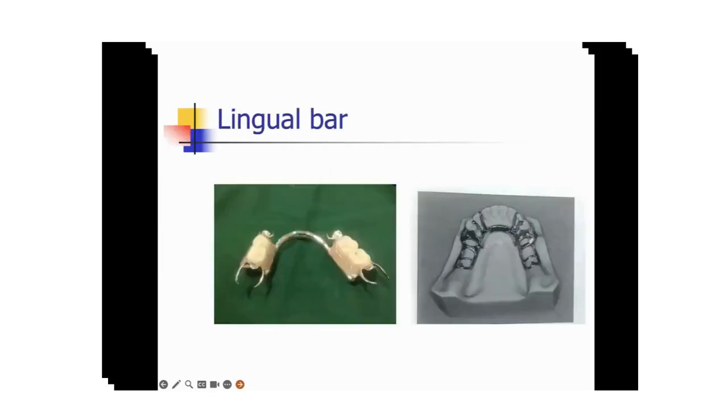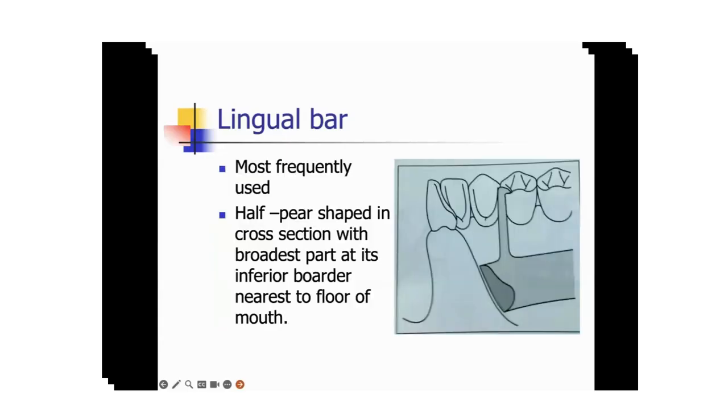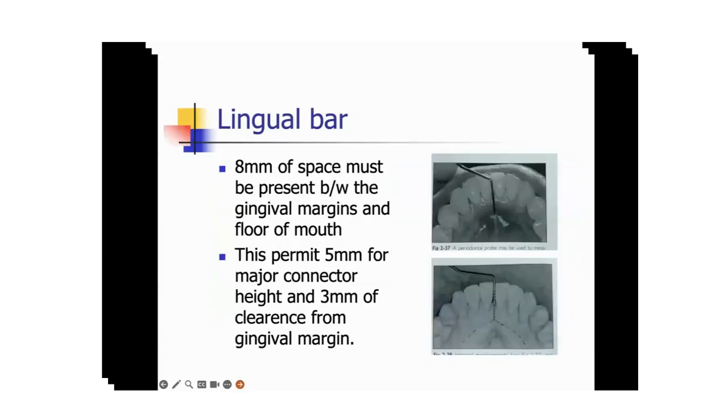Coming to the lingual bar. Lingual bar, as you can see in this picture, consists of a bar of the mandibular major connector covering the lingual tissue that connects the components of the cast partial denture on either side of the arches. It is the most frequently used design, and in its cross section, as you can see, it is half pear shaped, with the broadest part at its inferior border nearest to the floor of the mouth.